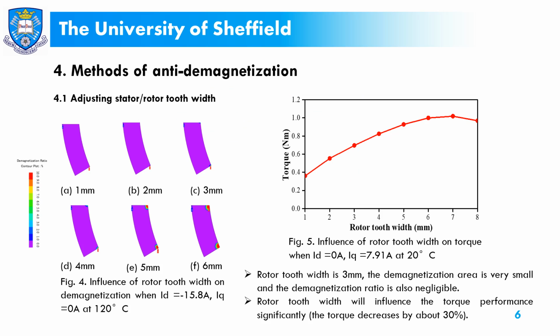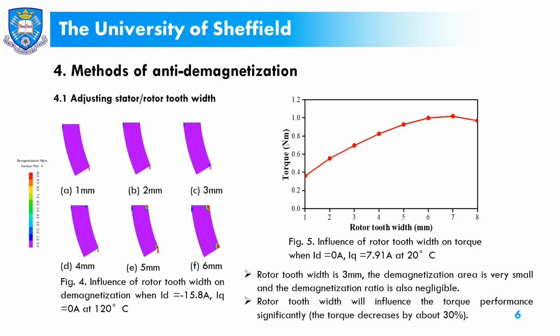In Part 4, different methods are employed to improve the demagnetization. First is to adjust the stator and rotor tooth width. As can be observed from Figure 4, when the rotor tooth width is 3 mm, the demagnetization area is very small, and demagnetization ratio is also negligible.